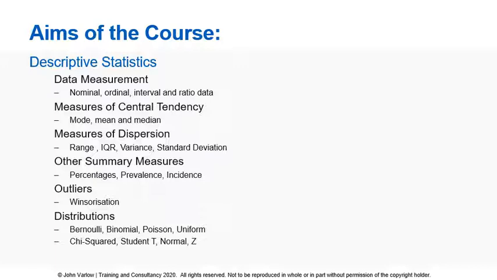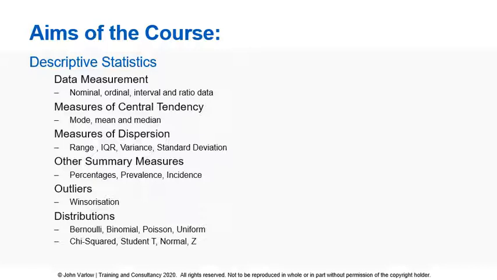We'll also look at other simple summary measures like rates and discuss the two most common types of rates, prevalence and incidence. After that, we'll talk about the pieces of data that you have that look a bit strange, or what we call outliers. And we'll talk about some of the methods to handle these. And then finally in our descriptive section, we'll look at how data is distributed, although we will concentrate on one particular distribution, the normal distribution.